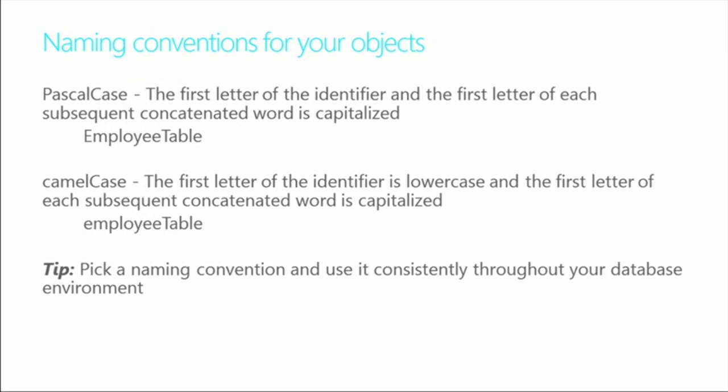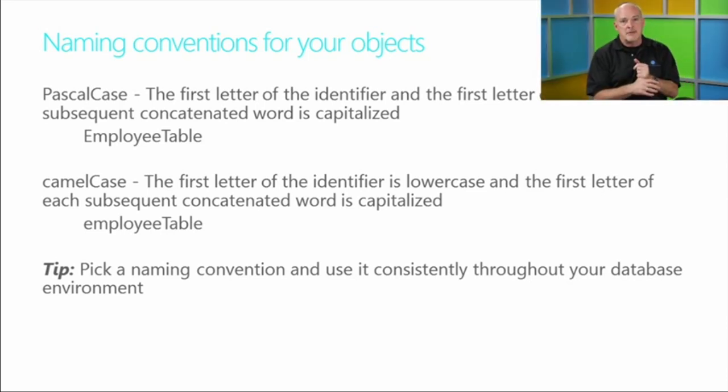Now, one of the things that we often do as we create objects is we have to have a naming convention. A couple of the common ones are listed here. Pascal case is where we use the first letter of the identifier, and the first letter of every subsequent concatenated word is capitalized. So, for instance, you see EmployeeTable. The E in Employee and the T in Table are capitalized. Personally, this is my preference. I use Pascal case, and you're going to see with the scripts and some of the content that I'm going to be showing you in this module and the next module, I'm totally about Pascal case.